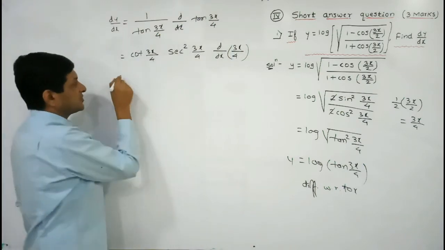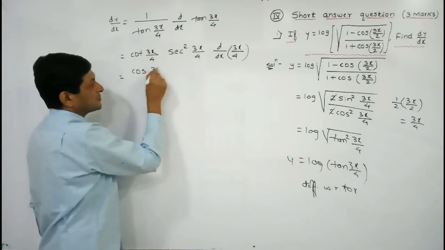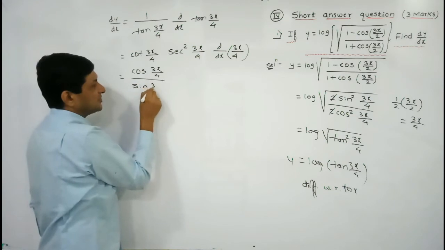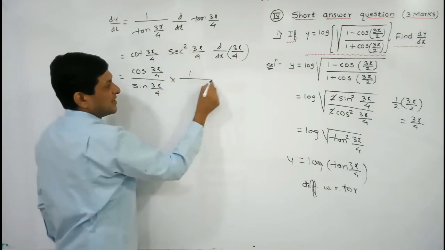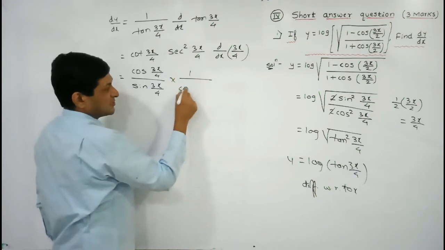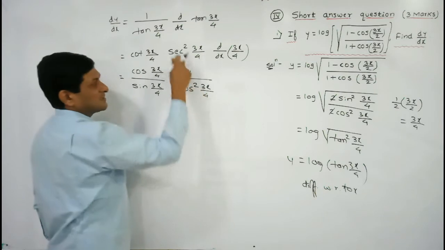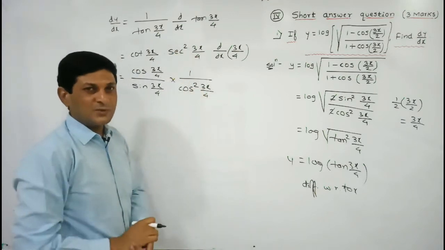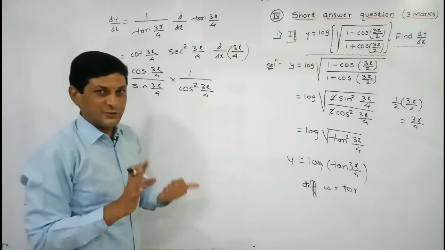Now we are trying to simplify it. Cot can be written as cos upon sine, so cos 3x upon 4 divided by sine 3x upon 4, and this sec can be written as 1 upon cos, so sec square can be written as 1 upon cos square 3x by 4. Just simply, sec square theta can be written as 1 upon cos square theta. All of you know this interrelation between trigonometric ratios.